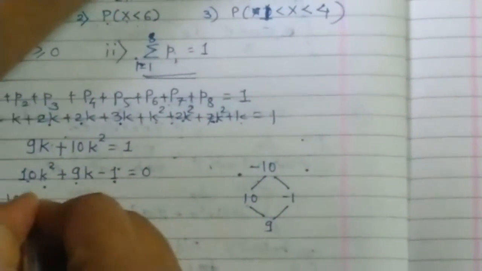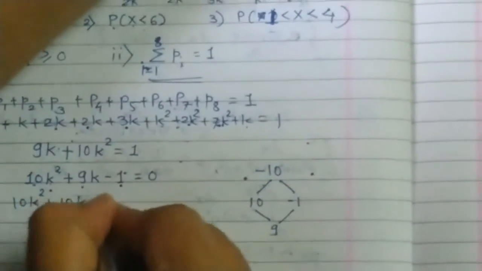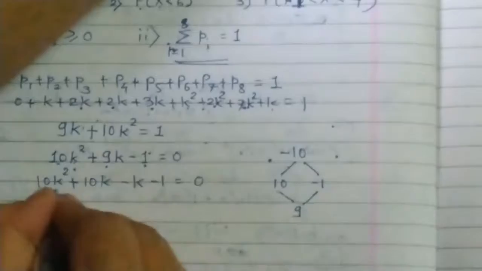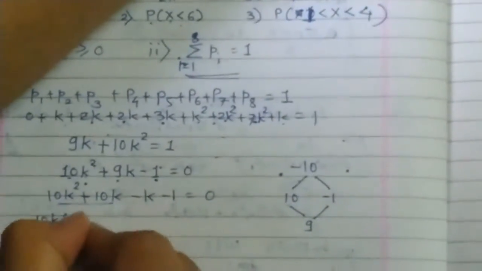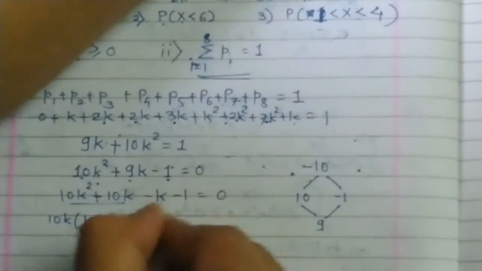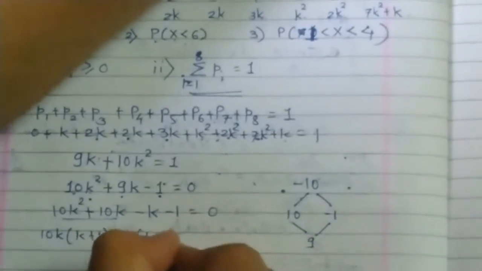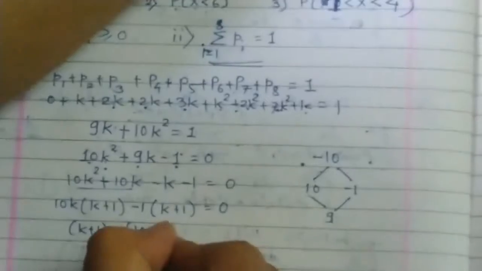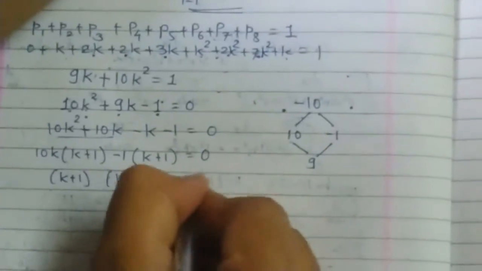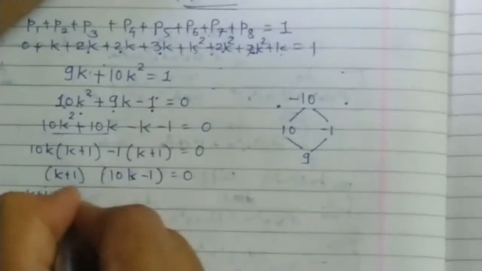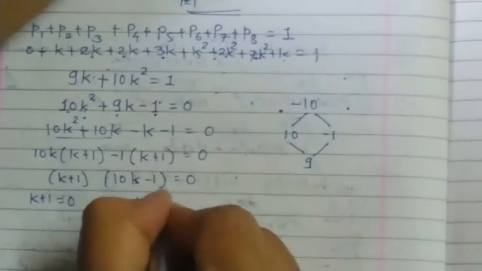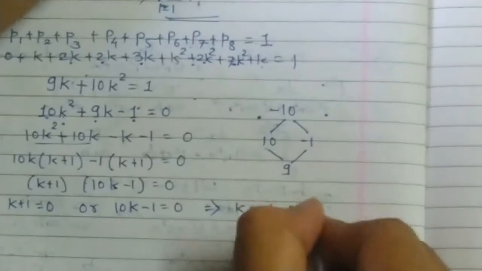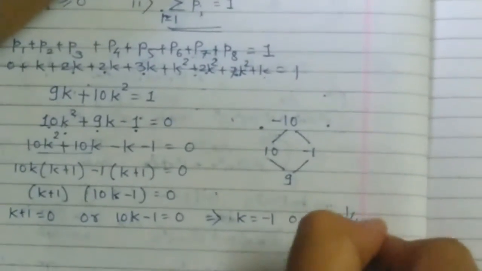So this is 10K square plus 10K minus K minus 1 equal to 0. Let's take 10K common from the first two terms: 10K into bracket K plus 1. Whereas I am taking minus 1 common from the other two, we get K plus 1 inside the bracket, equal to 0. So this is K plus 1 and 10K minus 1 equal to 0. So either K plus 1 equal to 0 or 10K minus 1 equal to 0. This implies either K equal to minus 1 or K equal to 1 by 10.